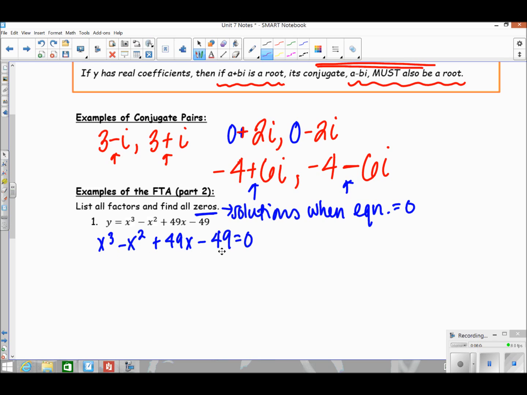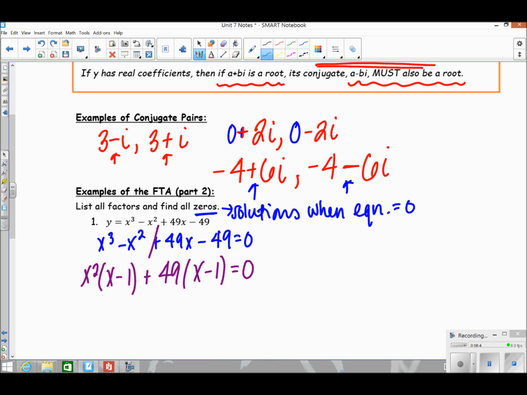So since I have 4 terms, the only type of factoring we can do is factor by grouping, with factoring out a GCF first. So if you look at the first 2 terms, I have a GCF. I could take out an x squared. And then the second 2 terms, I have a GCF. So since I have a GCF in each piece, that's my indication that I'm going to be able to do factor by grouping. So for the first one, I'm going to factor out an x squared, and I'm going to be left with an x minus 1. And then I'm going to factor out a positive 49, and I'll be left with x minus 1.